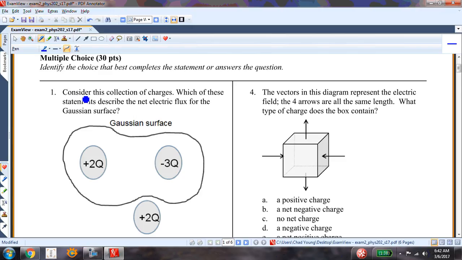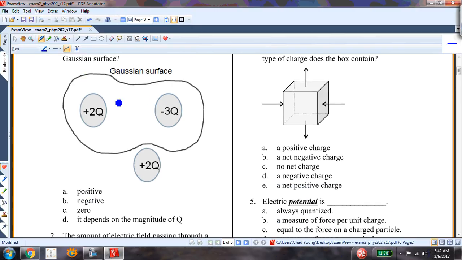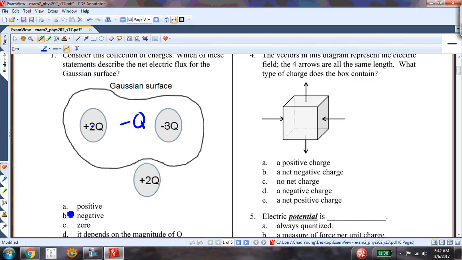Consider this question of charges. Which of these statements best describes the net electric flux? Well, look, I have a net negative charge in here, the plus 2 and minus 3q, so that means the net flux is also negative. That means there are more electric field lines going in than coming out.